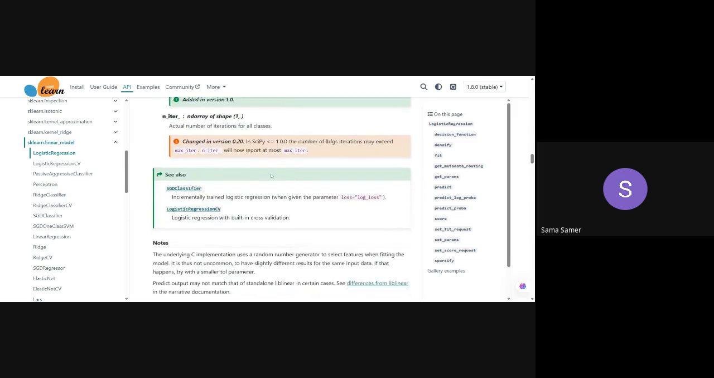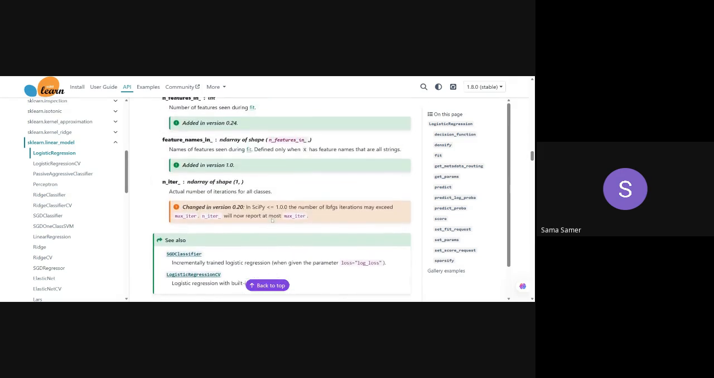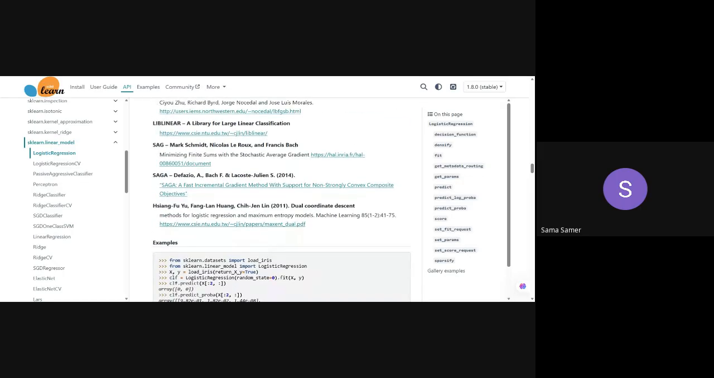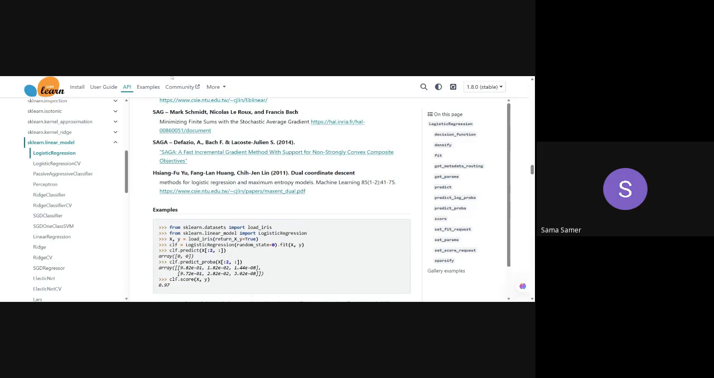So is there any question inside the logistic regression? Go on if there is any question.